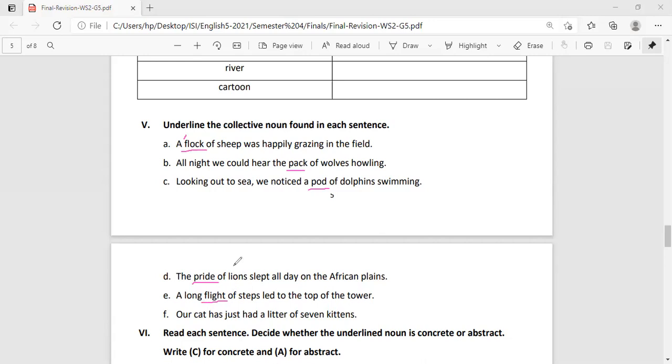Please, girls, you have to go back to the lecture to revise the long list of collective nouns. Last one: our cat has just had a litter of 7 kittens.